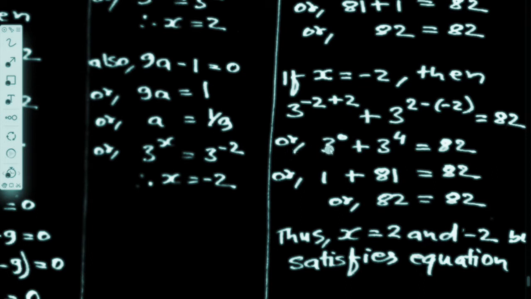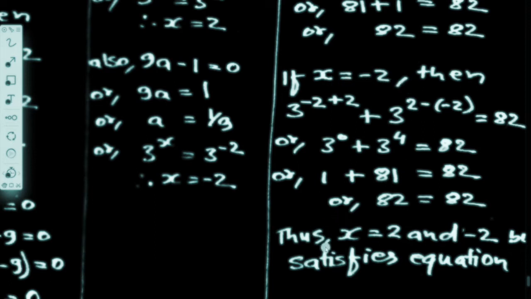Or 3 power 0, because minus 2 plus 2 is 0. So 3 power 0 plus 3 power 2 minus minus is plus, plus 2, 2 plus 2 is 4, 3 power 4 equal 82. 3 power 0 is 1, 3 power 4 is 81. So our 1 plus 81 equal 82. Here both sides come same, 82, 82. It means our next value, x equal minus 2, is also right.